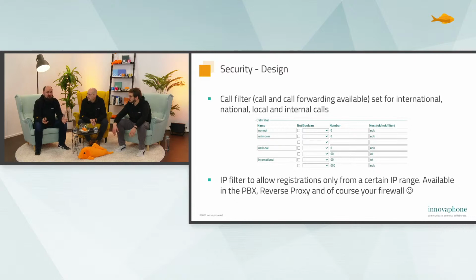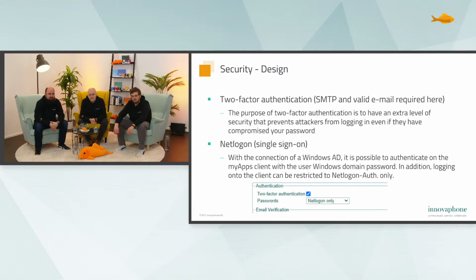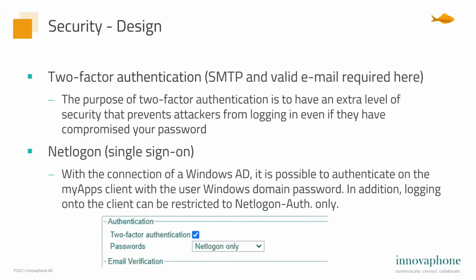And also, of course, if your customers have firewalls with geo-IP filters and so on, it's also an option to activate this to secure the customer's network. Correct. Even when somebody tries to log in, our myApps login page on the PBX is accessible for everybody. Of course, we want that.